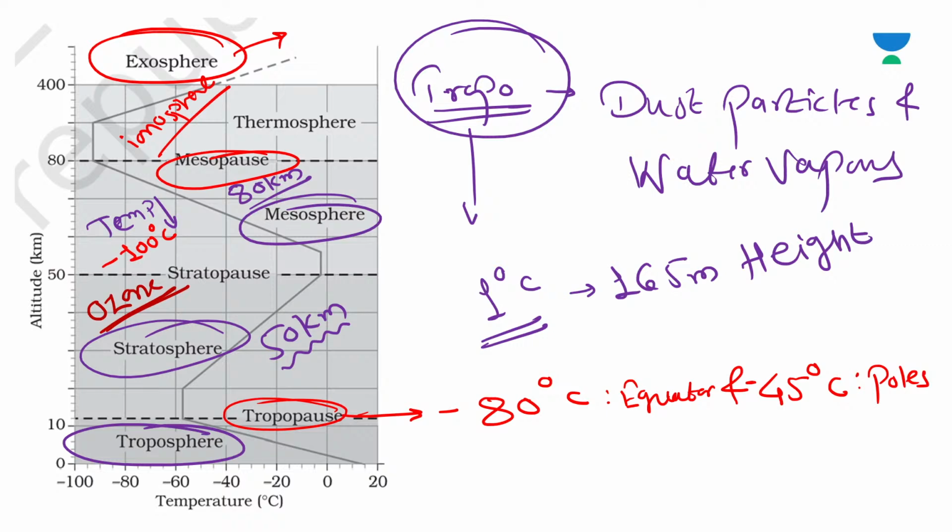Although all layers of the atmosphere must be exercising influence on us, geographers are concerned with the first two layers of the atmosphere, that is, the troposphere and the stratosphere.